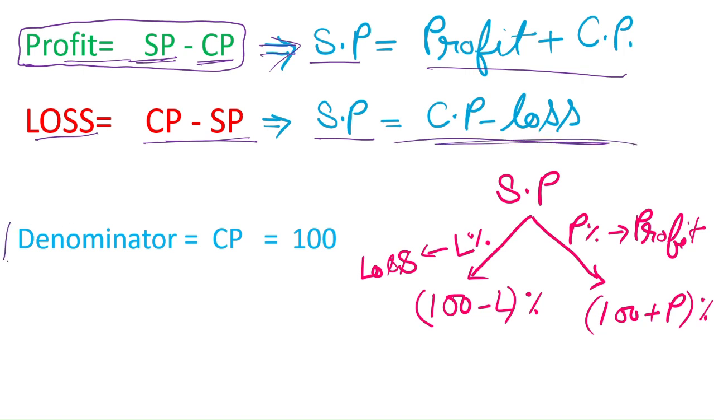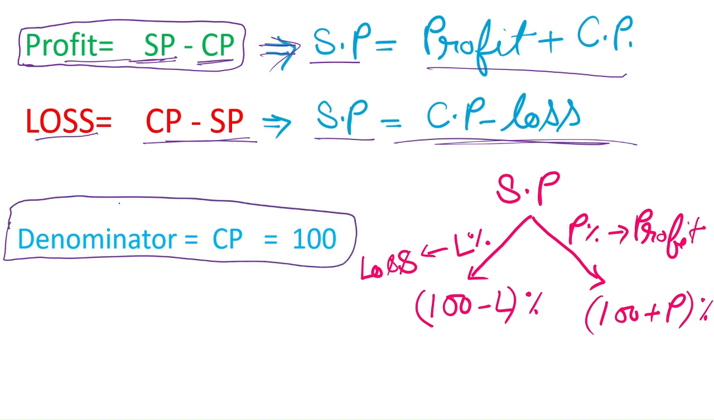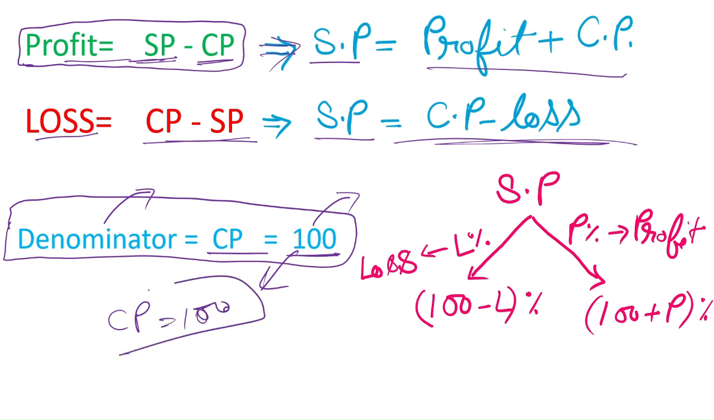And this is very important. Denominator will be always CP. Okay, denominator will be always CP. And we let CP always 100. Okay, always we let CP as 100 if CP is not given in the question.